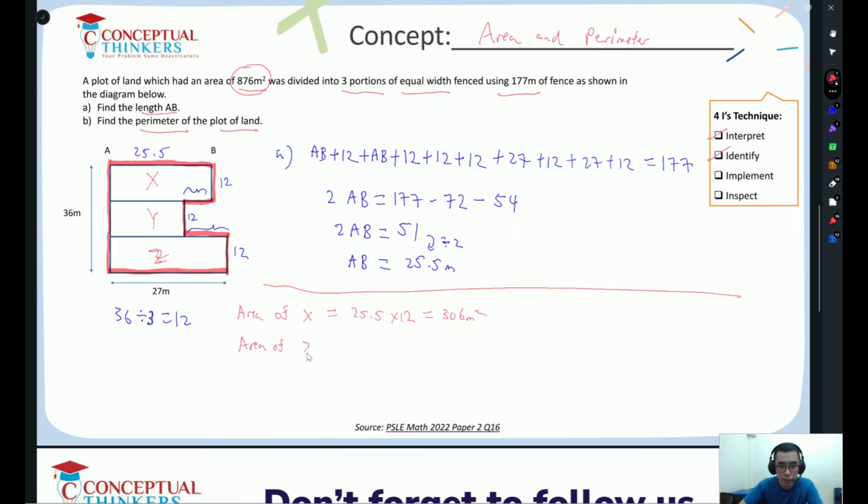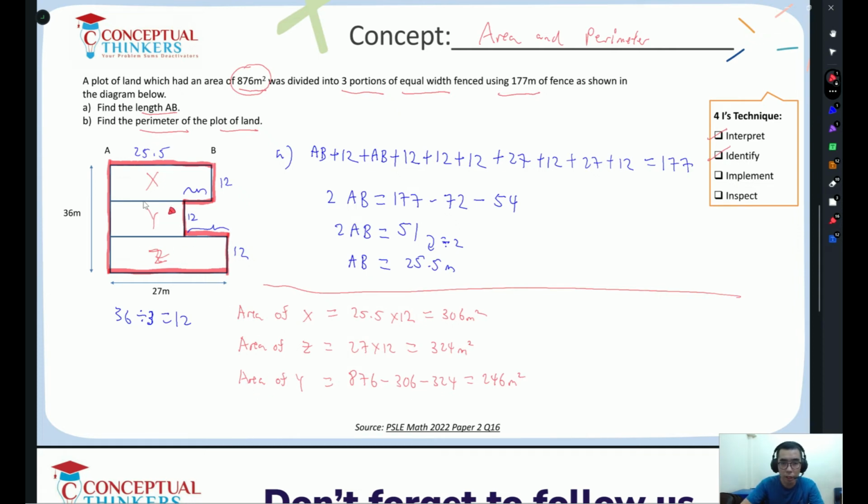So I'm going to find the area of Z. Z is straightforward. We use 27 times 12. This will give me 324 meter square. Then lastly, we can find the area of Y. Area of Y is using the total area minus away X and Z. So we take 876 minus away 306 minus away 324. This will give me 246 meter square.